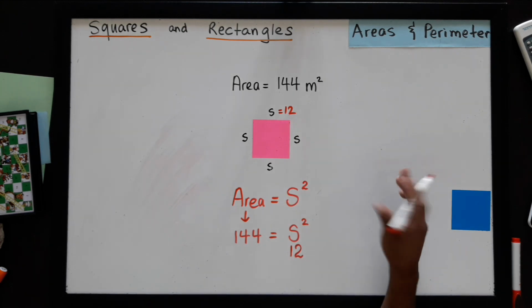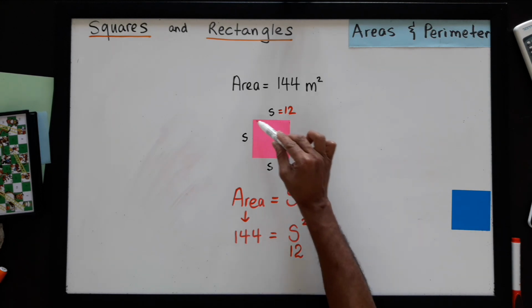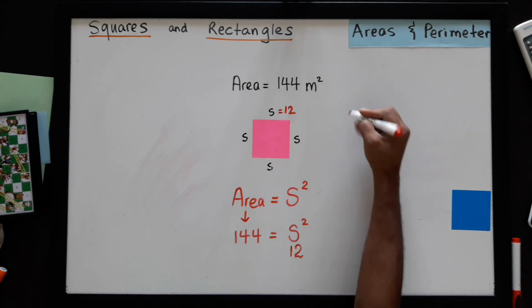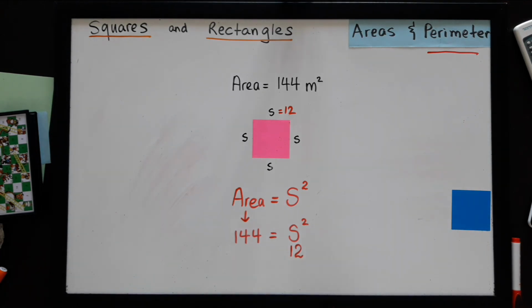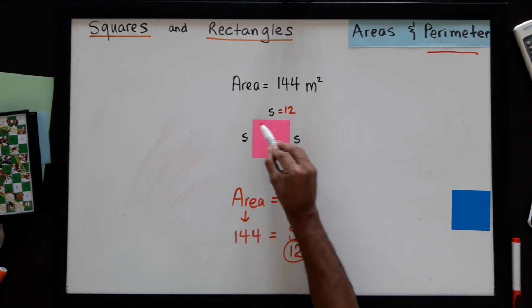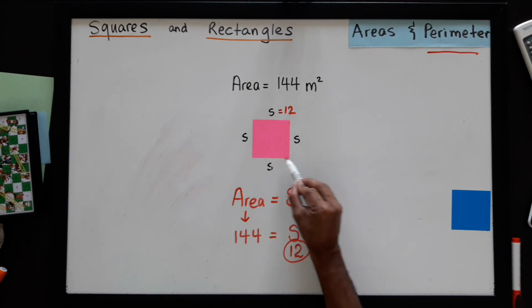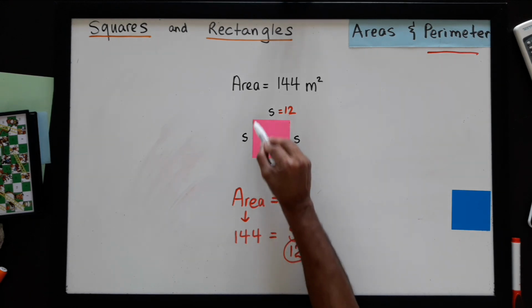Now the examiner can make the question slightly harder. Instead of finding the length of one side, he can ask us what is the perimeter of the square. So once we figure out the length of one side is 12, then the perimeter is the distance along the square: 12 plus 12 plus 12 plus 12.